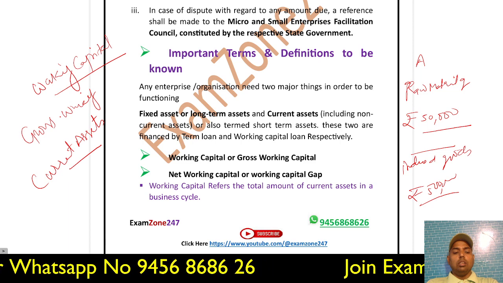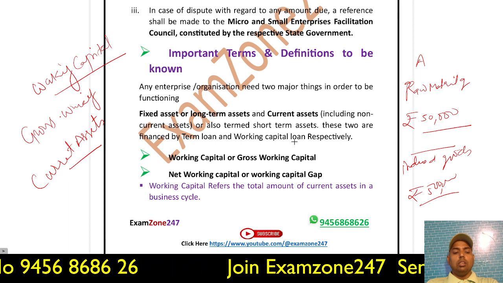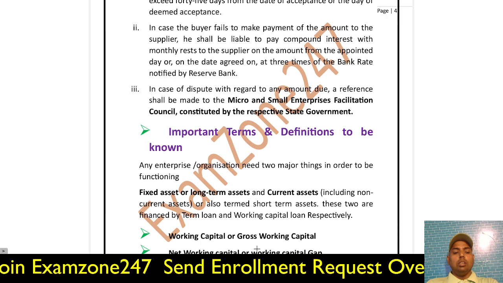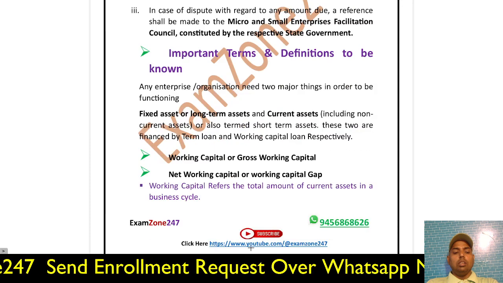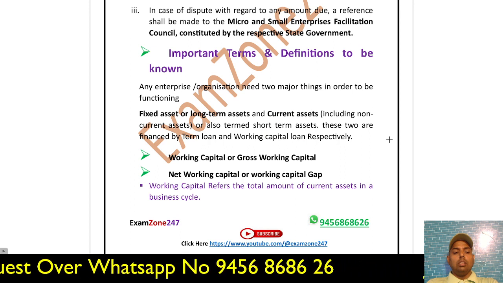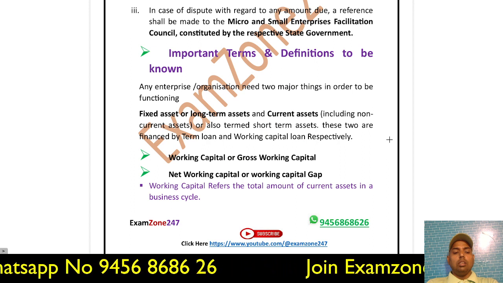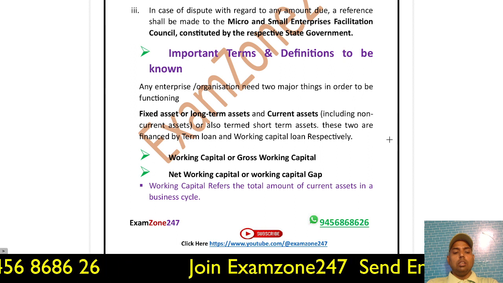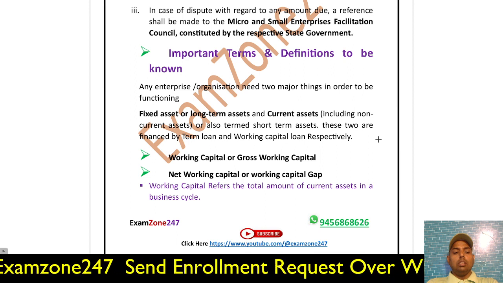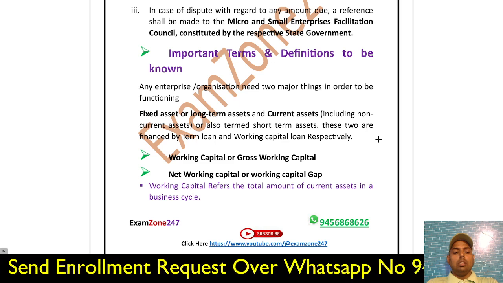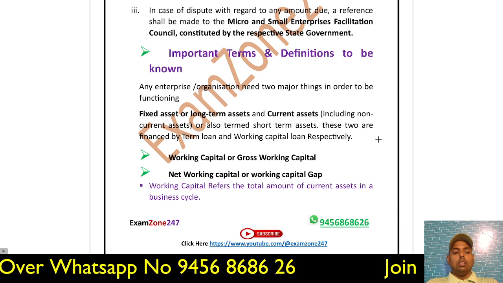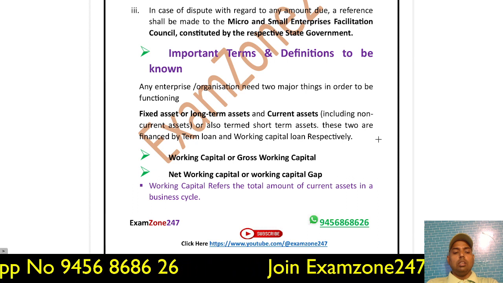I expect that you might know the meaning of asset and the meaning of current asset. Current assets: anything which will change its form, specifically into receivable, cash and liquid asset, within a year is called a current asset.